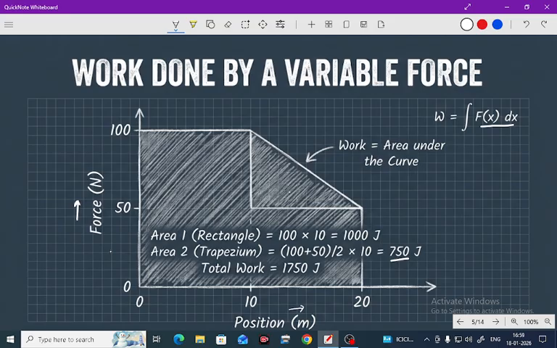So work done by a variable force is always the area under the curve, that is given by W equal to the integration of Fx dx. This is the formula for work done by a variable force. So to find the work done by a variable force, you have to find the area under the curve.